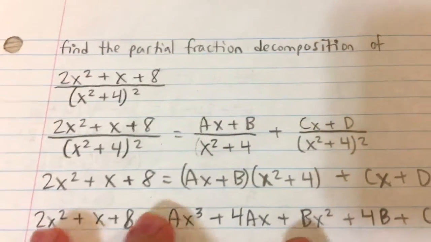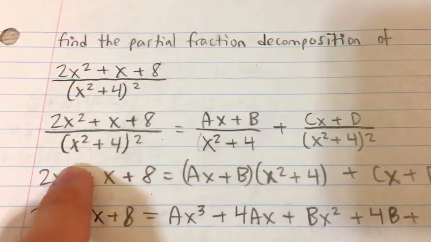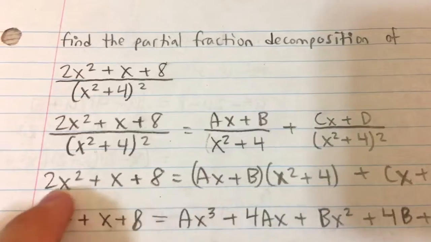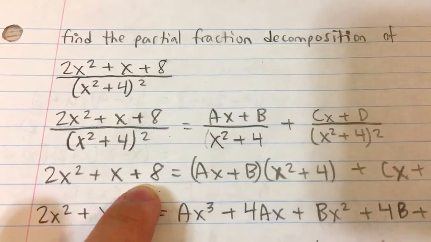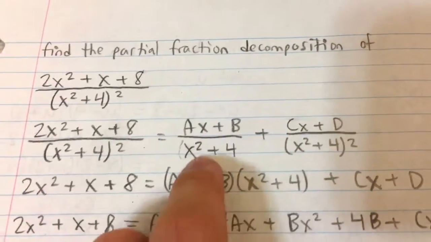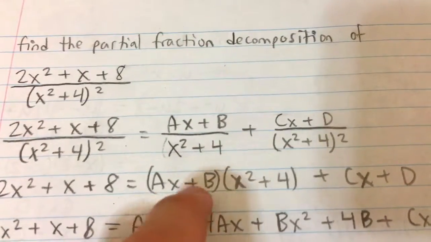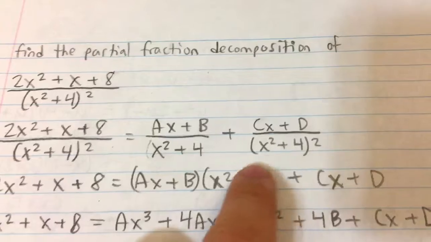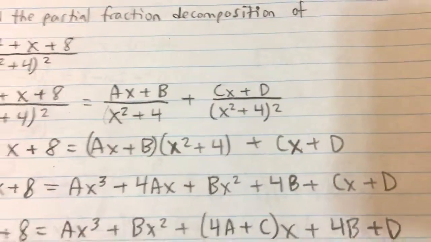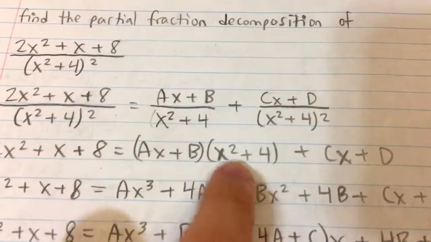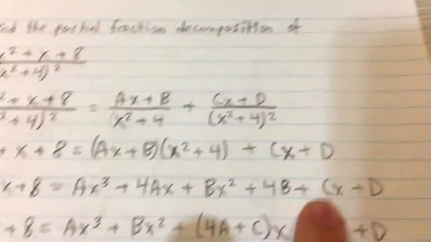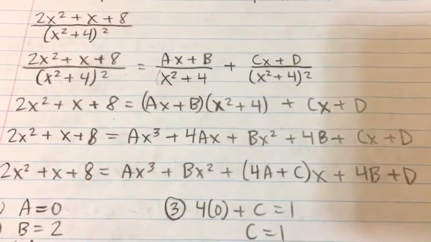So to do this, we're going to multiply both sides of this equation by this denominator, (x² + 4)². So on the left, we just have the numerator. And for this term, one of the x² + 4s will cancel out, but another one will be left behind. And for this term, both of them will cancel out, and so all we're left with is cx + d. Here I'm going to expand these two binomials, and so I'm going to get this, and then plus cx + d.